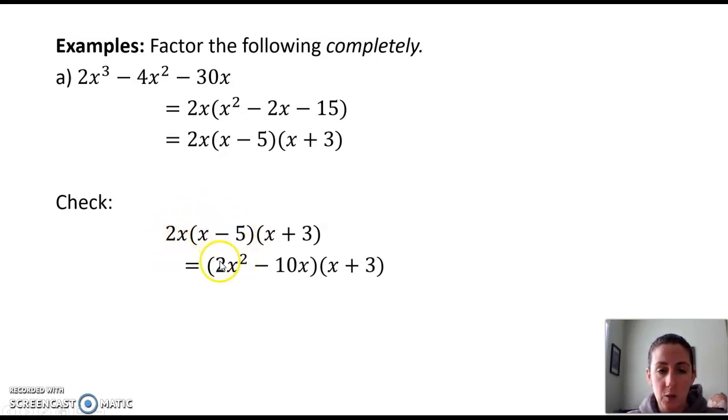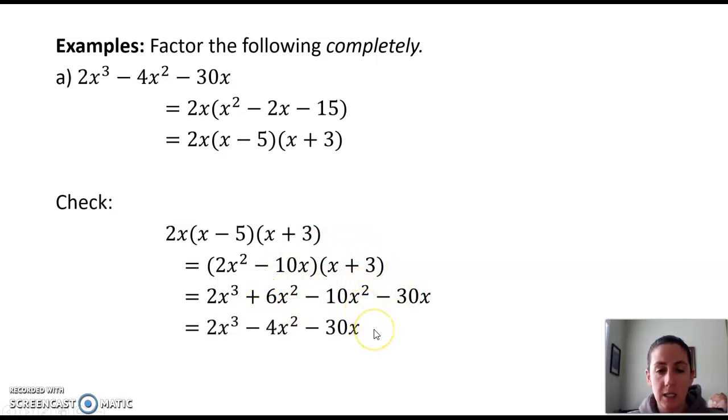2x times x is 2x squared. 2x times negative 5 is negative 10x. And so now I will distribute these 2 groups. Everybody in the first group needs to get multiplied to everybody in the second group. So I will take this 2x squared times x to get 2x cubed. This 2x squared times 3 to get 6x squared. Take this negative 10x times x to get negative 10x squared. Negative 10x times 3 to get negative 30x. Combine my like terms right here, and I get 2x cubed minus 4x squared minus 30x. Notice this is what we started with, so we did factor completely.